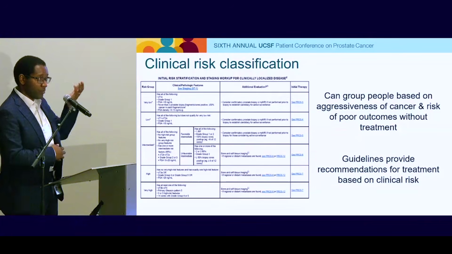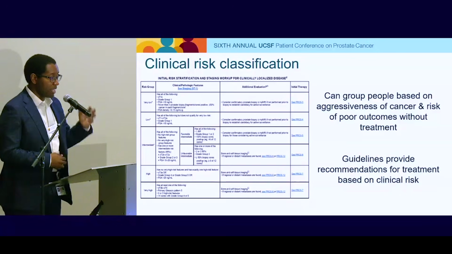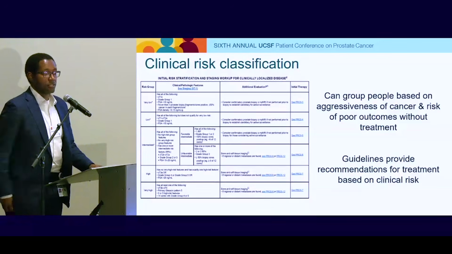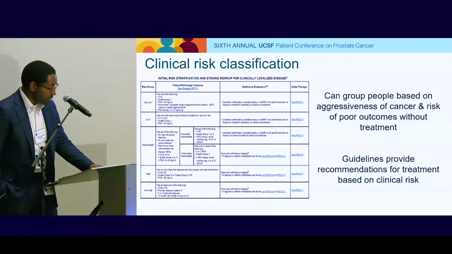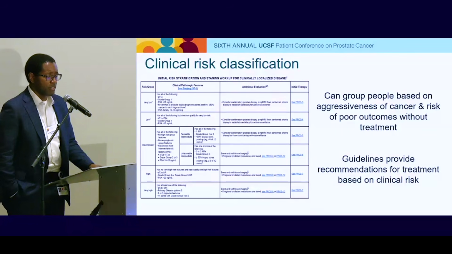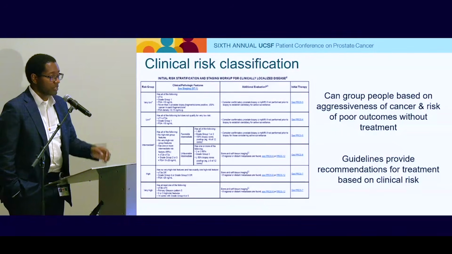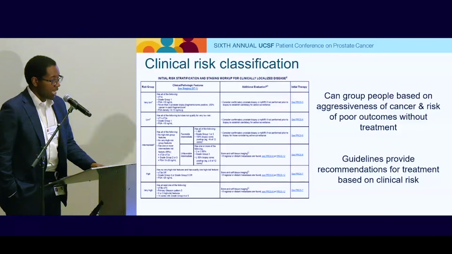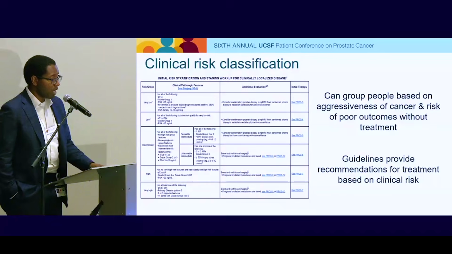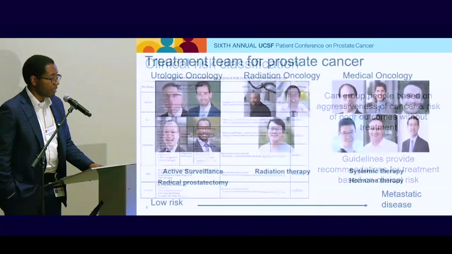This is the table that we refer to, and this helps guide not only how we think about your disease, but what options may be available or best tailored for you. And this is largely based on the aggressiveness of disease and gives us an idea, not a crystal ball, but an idea of the risk of outcomes afterwards. And this part of the NCCN guidelines and other guidelines as well is providing recommendations for treatment.